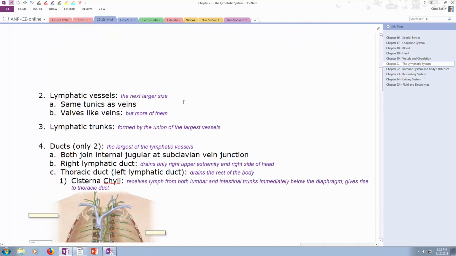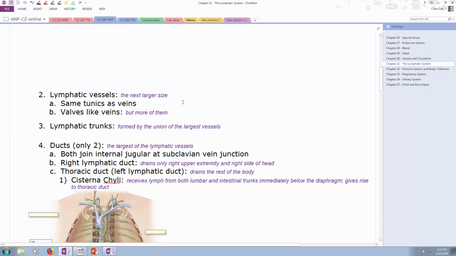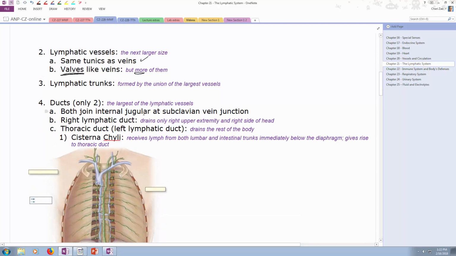After lymphatic capillaries, the next larger vessel size is simply called lymphatic vessels, and they will have the same tunics as veins, but now we will have valves. We don't have valves in our venules. These guys will have valves in them, and they will have lots of them, because we want one-way flow. So these valves are like the valves that we talked about in our veins.